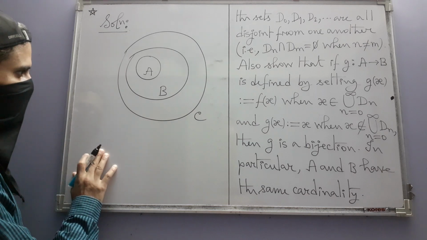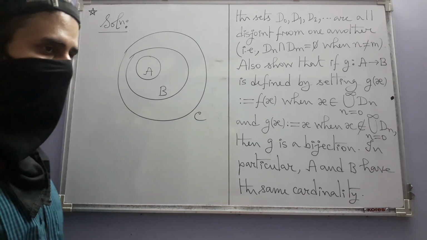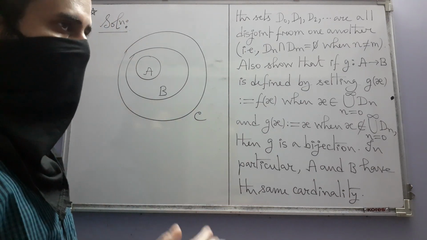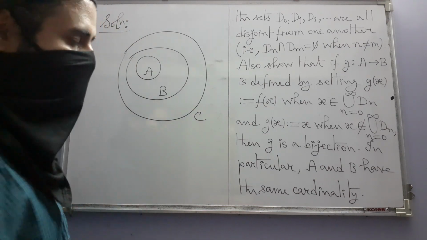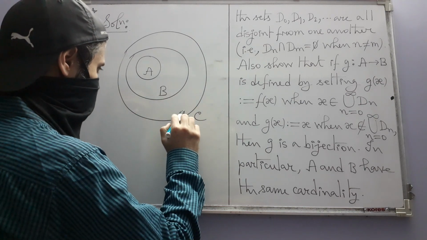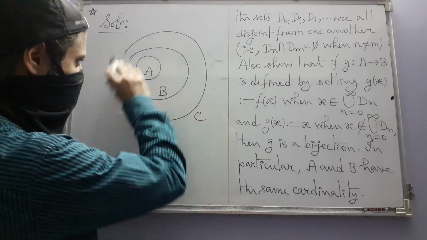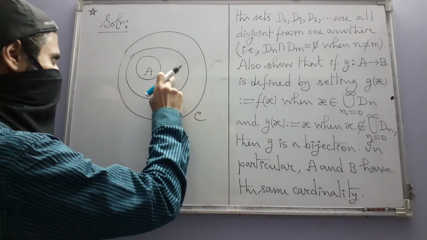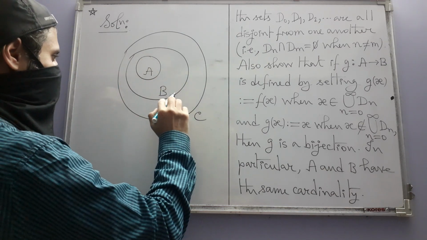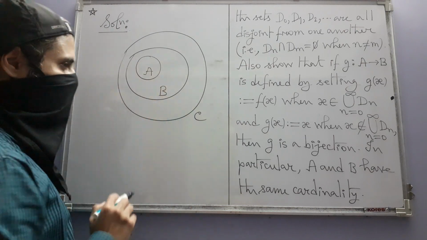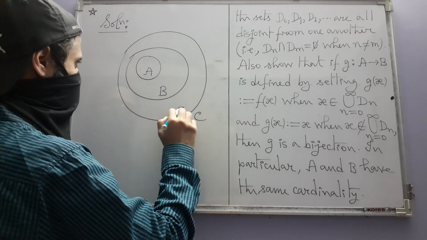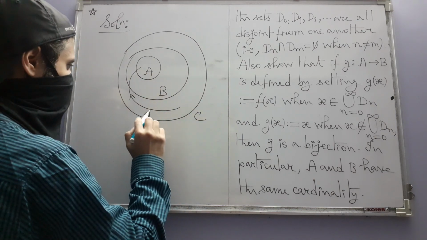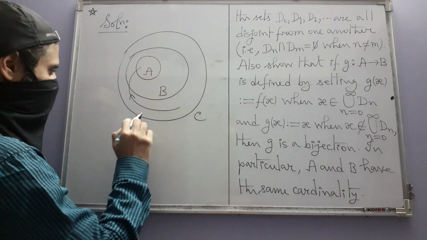And it's given that F is a function from C into A. And in fact, F is not just any function, it's a bijection between C and A. So that means if we take any element of C, that element may lie here, or in fact in A itself, the F image of that element will lie inside A. So F is such a function. Okay, so this is F. That means from C we are going into A.